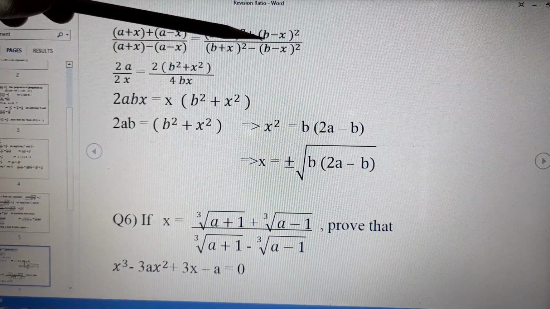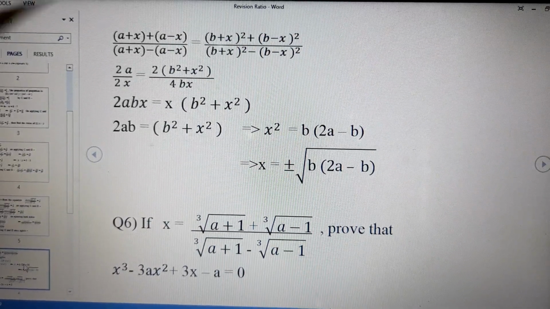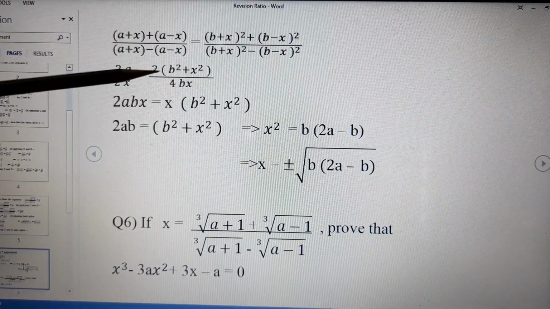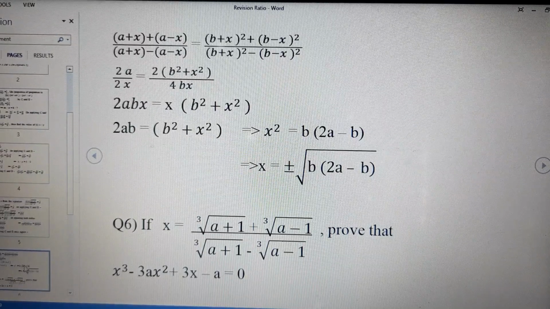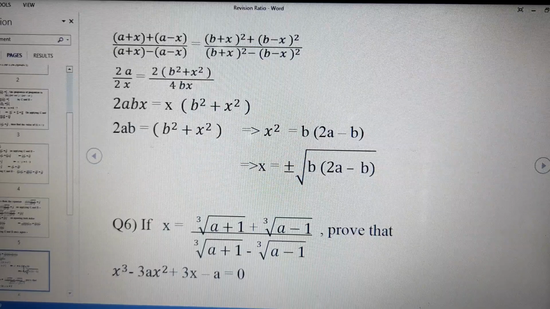This becomes b square plus x square minus 2bx. If we solve it, plus 2bx and minus 2bx will be cancelled. We will be left with 2 within bracket b square plus x square. 2 is taken common. We will be left with 2b square plus 2x square, and 2 is taken common.